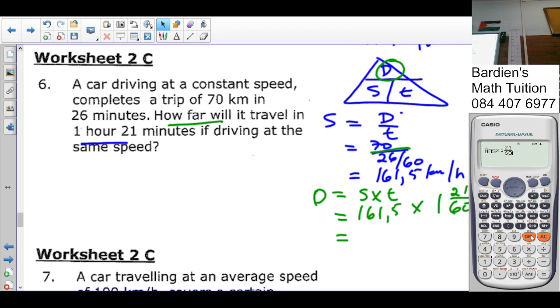Gives us 218 kilometers. 218.1. Okay. You guys understand? Any confusion? No?